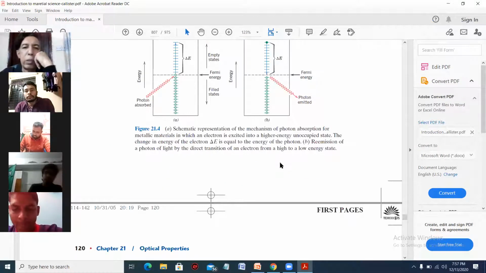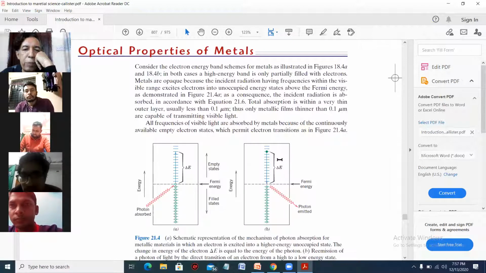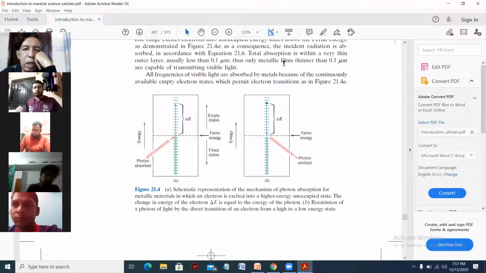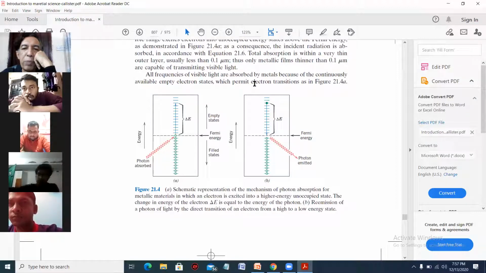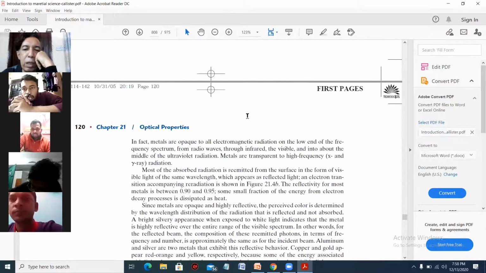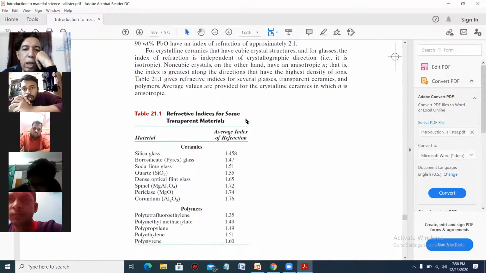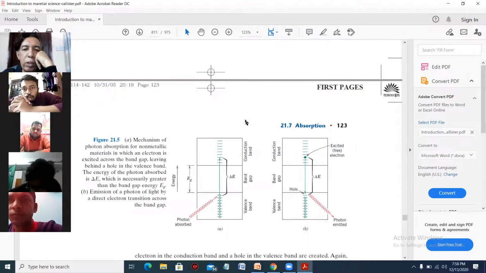Optical properties, you see here. Optical properties of metals. All frequencies of visible light are absorbed by metals because of continuously available empty electron states which permit electron transitions. You see, if it is sodium, it is half filled and electron can go from here to here easily. And when it returns, then light is emitted, which we can see as reflective light. Okay. Now, we'll call it reflection.